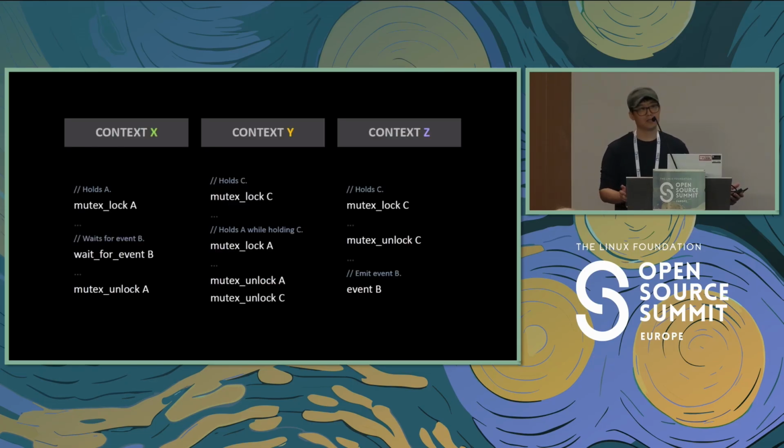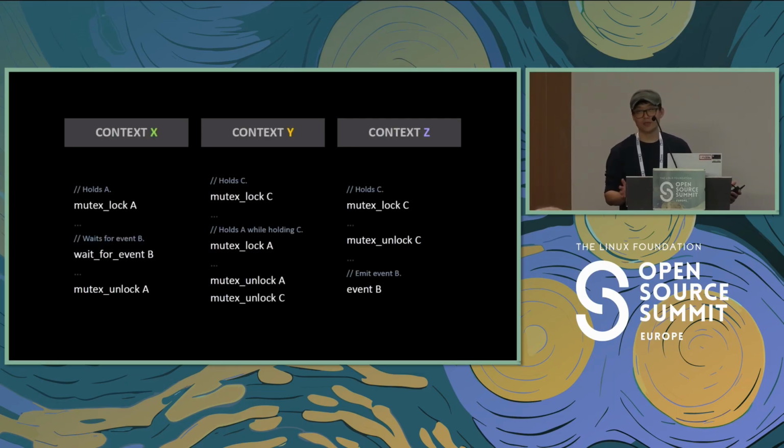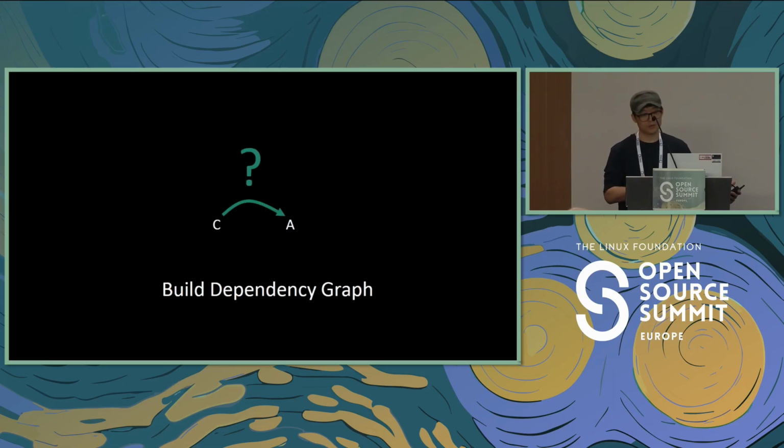Let's look at a more complex example. Before going ahead, I'd like to remind you of the dependency definition by Lockdep. Two consecutive lock acquisitions are required to create a dependency. So in this example, only context Y has two consecutive lock acquisitions. So only a C to A dependency exists in this example, and it can be added to the graph. Since there's no cycle, the tool wouldn't report anything.